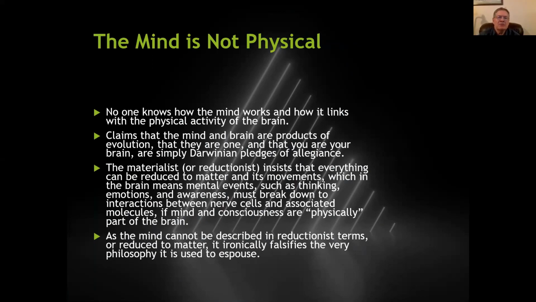The materialist or reductionist insists that everything can be reduced to matter and its movements, which in the brain means mental events such as thinking, emotions, and awareness must break down to interactions between nerve cells and associated molecules, if mind and consciousness are physically part of the brain. As the mind cannot be described in reductionist terms or reduced to matter, it ironically falsifies the very philosophy it is used to espouse. To me, it's inconceivable that the human brain, along with the non-physical mind, could have created itself by a process devoid of intelligence, plan, and purpose. It would be impossible. The human brain, including mind, does not give up its secrets easily.